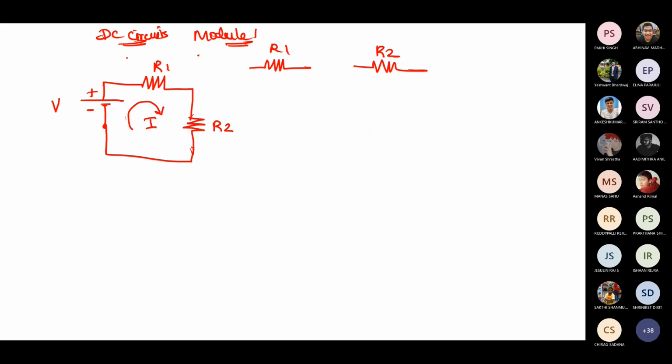So let us assume that the voltage drop across R1 is V1. The voltage drop across R2, I'm going to assume as V2. Okay, up to this everything is okay, students.